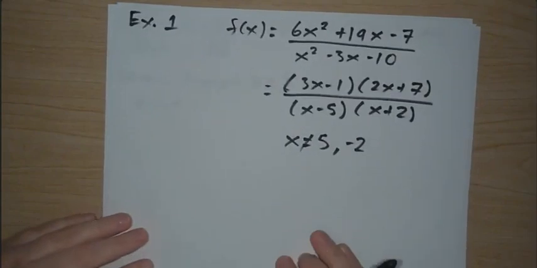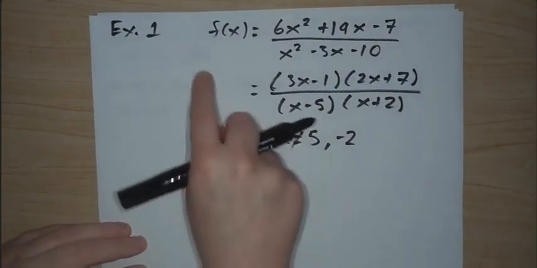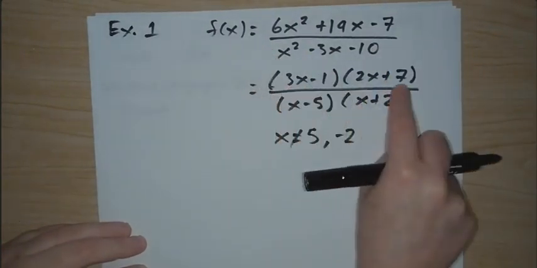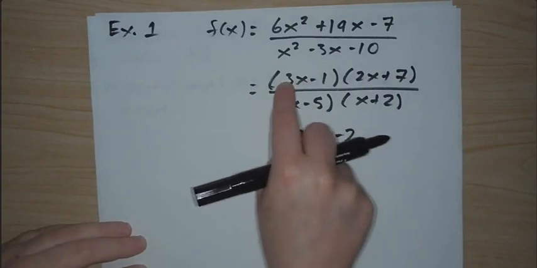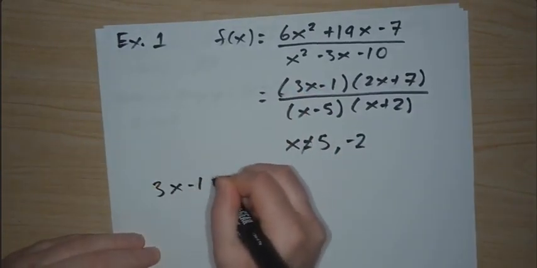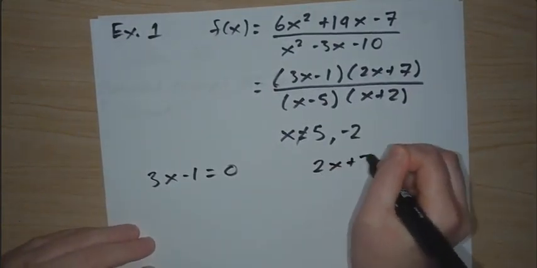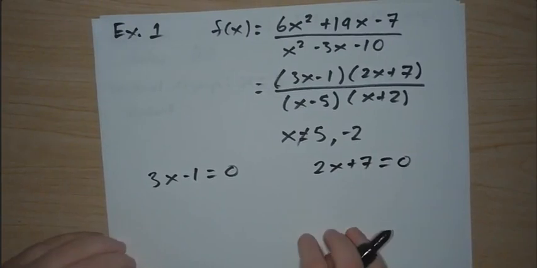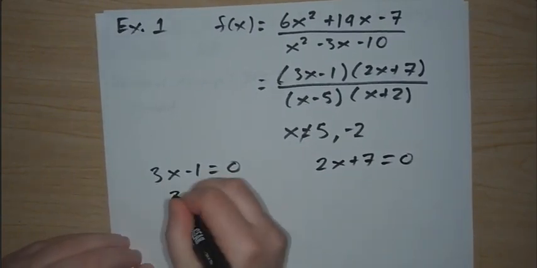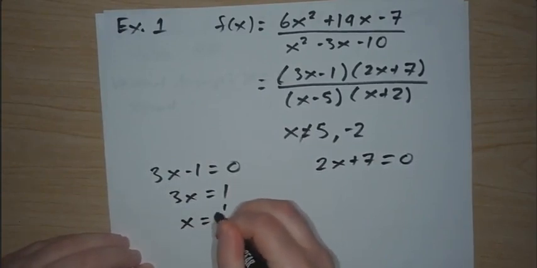So for our x-intercepts, that's when our function is equal to 0. Our y value is equal to 0. Our function is going to be equal to 0 when the numerator is equal to 0. So that would mean that either 3x minus 1 is 0 or 2x plus 7 is 0. Solving for x for 3x minus 1, adding 1 to both sides, we have 3x equals 1. And so we have x equals 1/3.